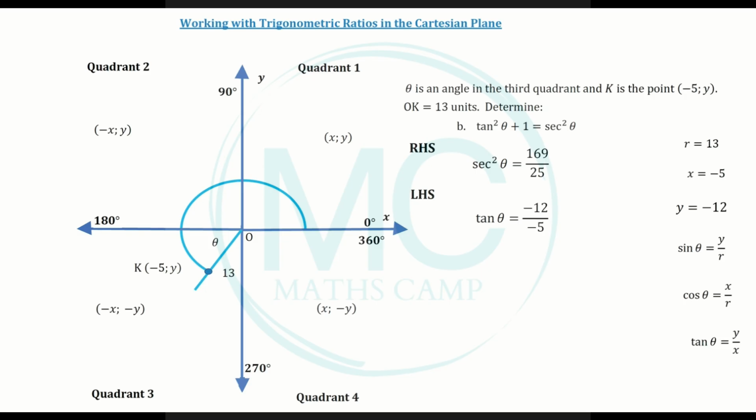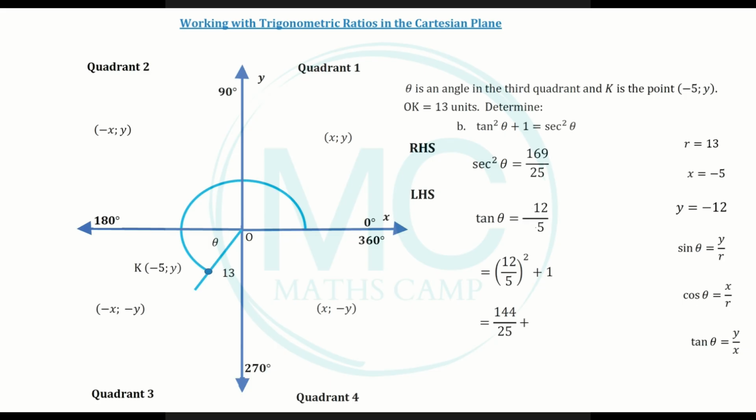Now, remember that when you have a fraction with a negative value in both the numerator and the denominator, the negatives will cancel each other out, and we're left with 12 over 5. Here we are looking at tan squared theta, so we need to square our fraction. So let's write 12 over 5, put it into a bracket, and square it. We are looking at the value of tan squared theta plus 1. So we can say plus 1. Now we can square our bracket. 12 squared gives us 144 over 5 squared, which is 25.